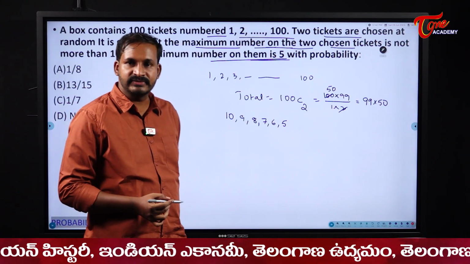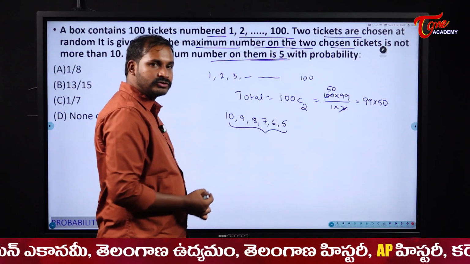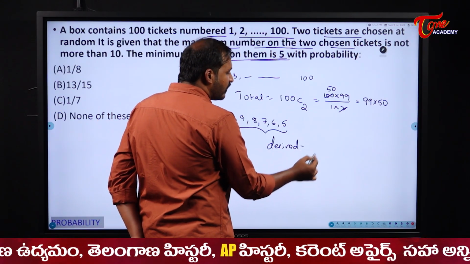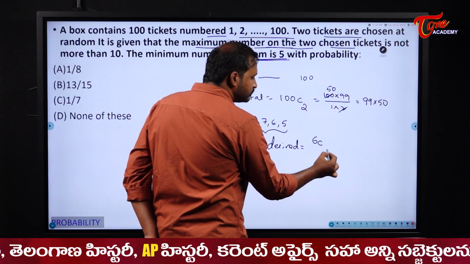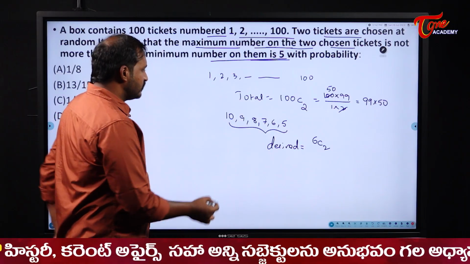These are the possible numbers which I need to pick. Out of these 6, I need to pick only 2. So what is the desired one for us here? The desired one will become 6C2 for us.